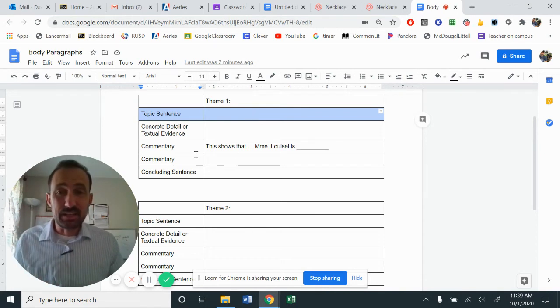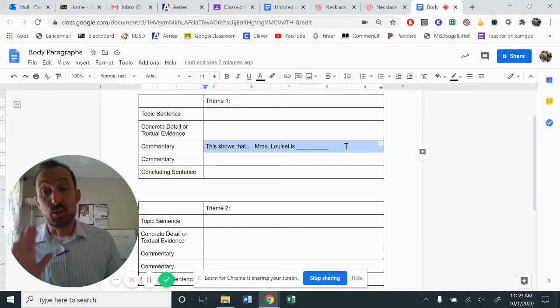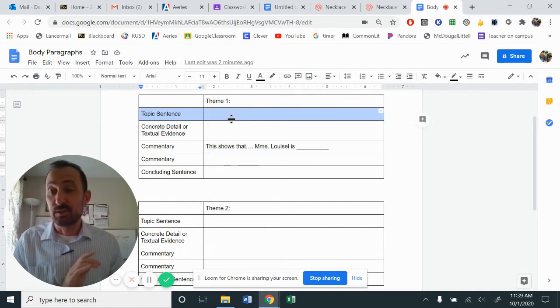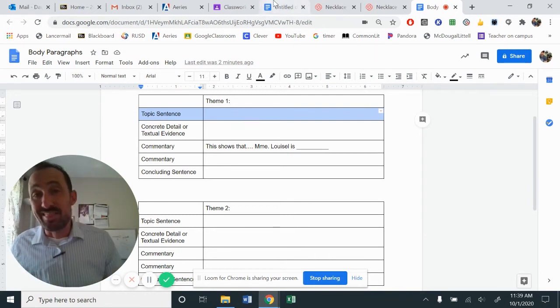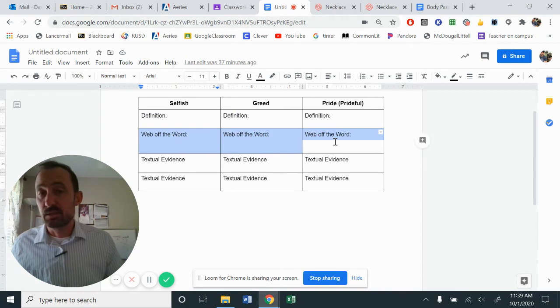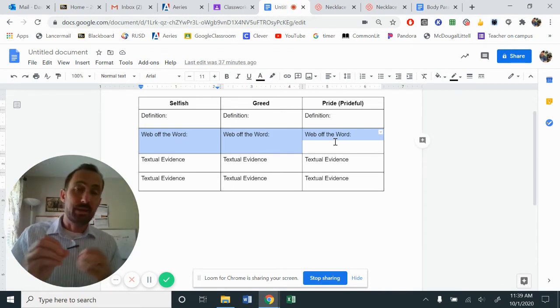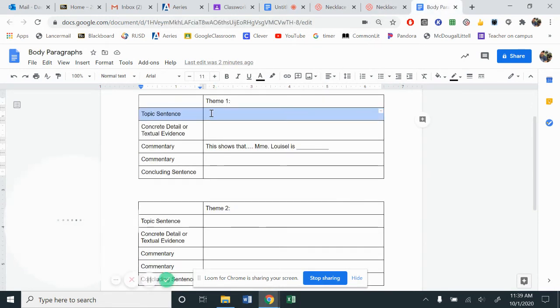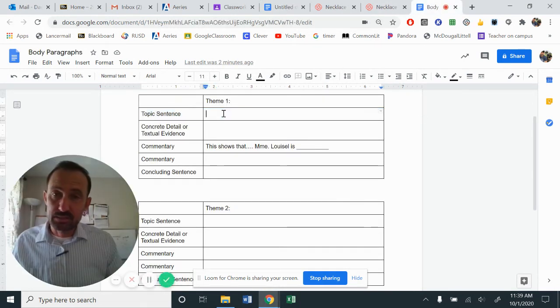Now, if your commentary said Mademoiselle only thinks about herself, you cannot write here for the topic sentence, "Selfishness is when you only think about yourself." You do not want to repeat yourself. That's why you have multiple words and phrases in your web of the word. So if you need to pick and choose something different, that is acceptable as well. Okay, so looking here, you're going to get your topic sentences complete.